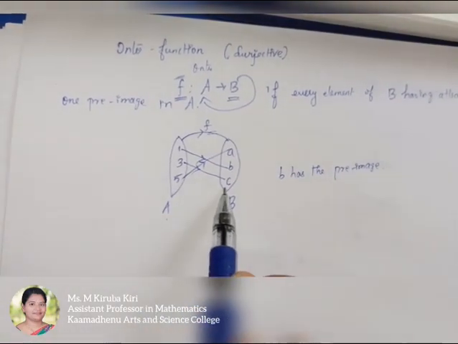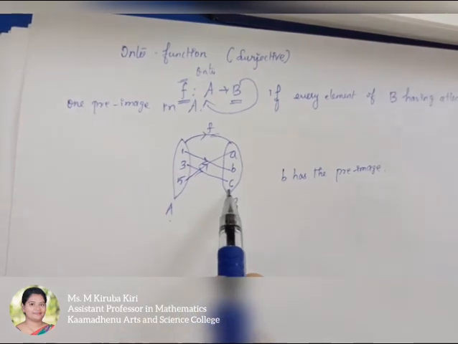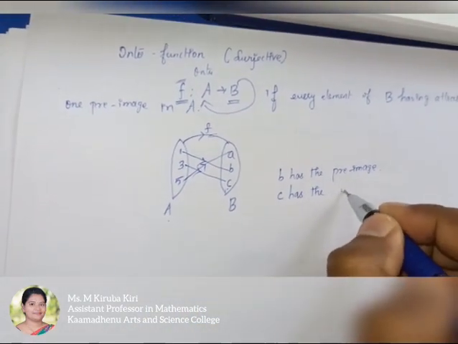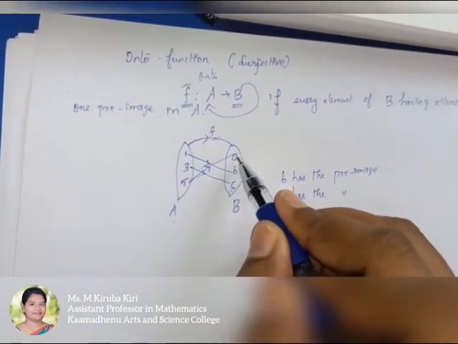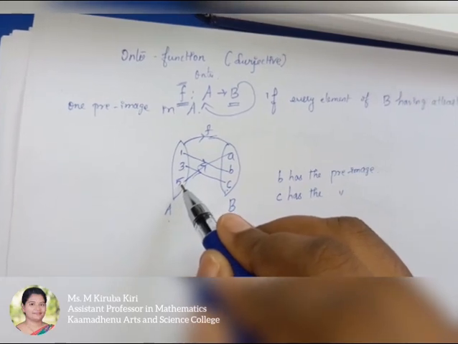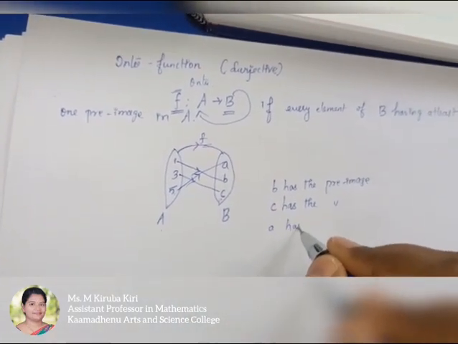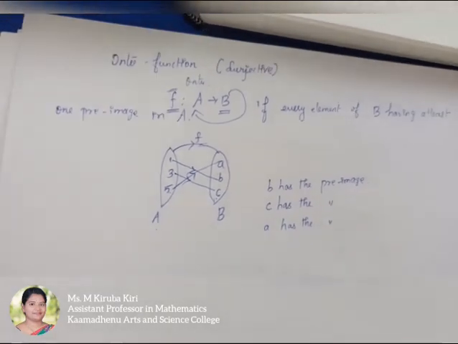3 is related to C. So C is an image of 3, and 3 is a preimage of C. So C has the preimage. Now 5 is related to A. Then A is the image of 5, and 5 is the preimage of A. So A has the preimage.